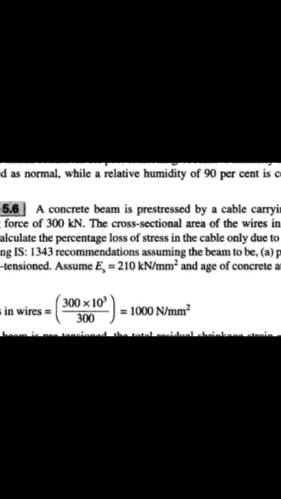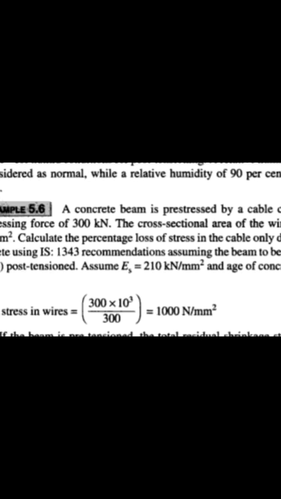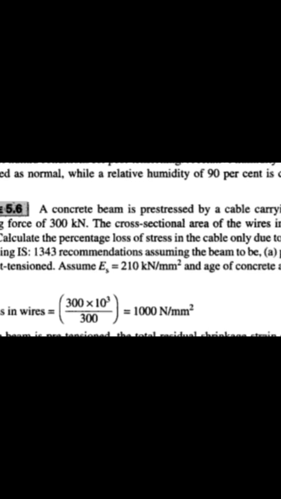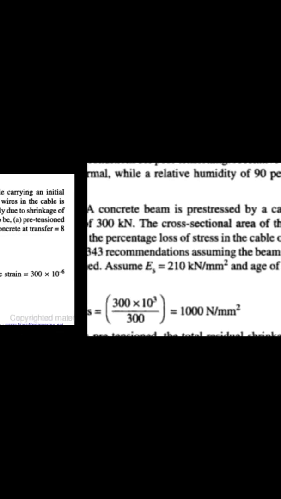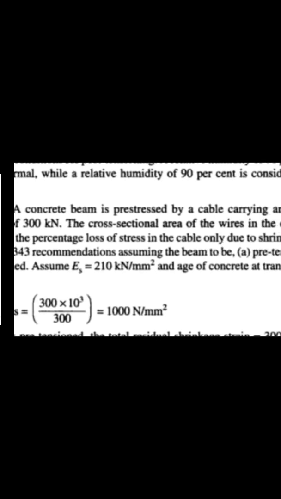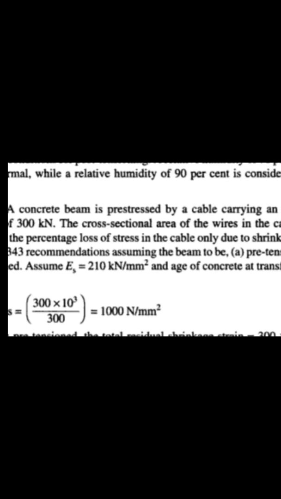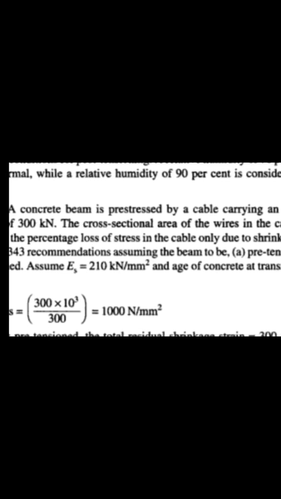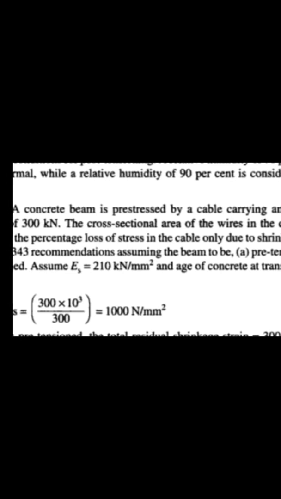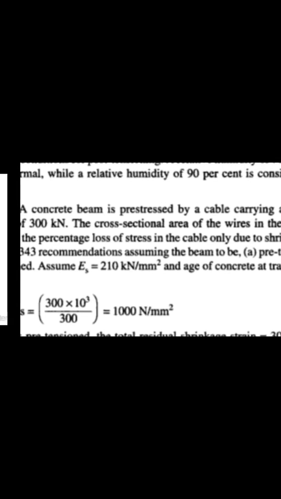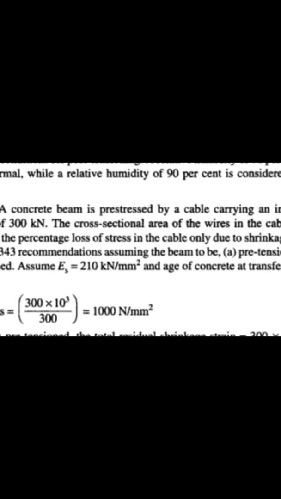Load is given as 300 kilonewton, convert that into newton, so 300 into 10 to the power of 3, divided by the area of the cables, which they have given as 300, which you can see here. Take that and find the initial stresses. So the initial stress is 300 into 10 to the power of 3, the 300 gets cancelled, and you get 1000 newton per mm square. So this is the initial stress you have to find out.